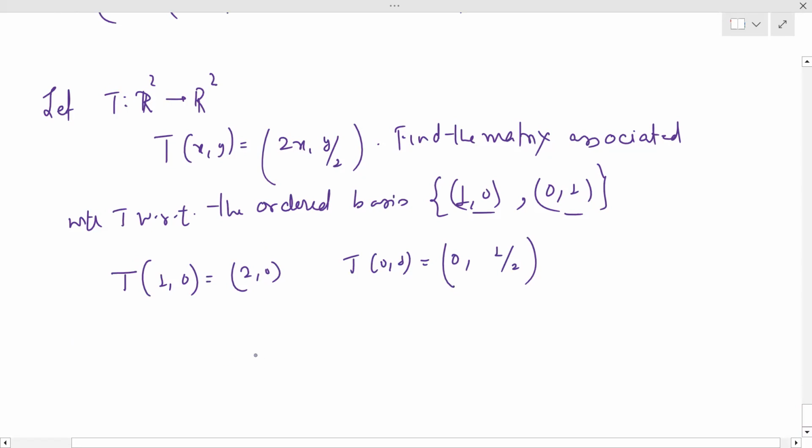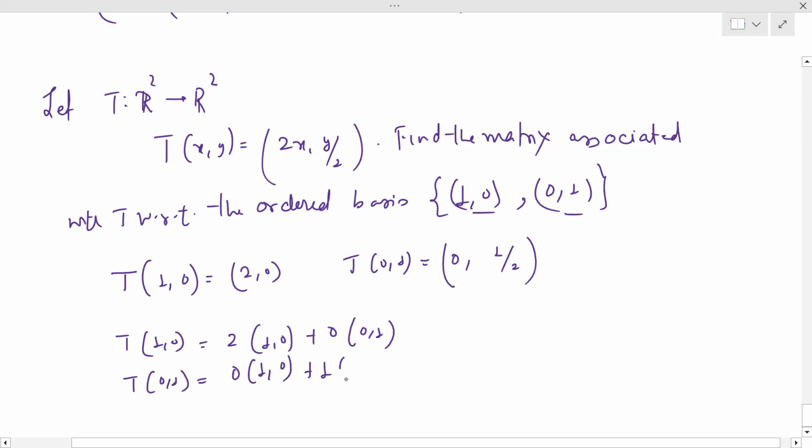Now see, if this is the case and if I write this way, T of (1, 0) I can write as 2 times (1, 0) plus 0 times (0, 1). And then if I want to write T of (0, 1), it would be equal to 0 times (1, 0) plus 1 by 2 times (0, 1). Sorry, it's half, I think. So I'll write 1 by 2 times (0, 1).